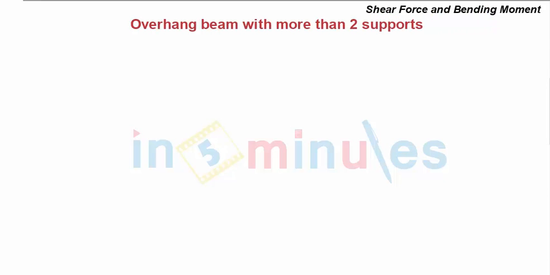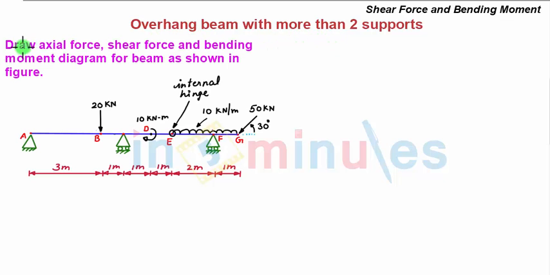We take a problem on shear force and bending moment, and we consider an overhang beam with more than two supports. The problem statement is: draw the axial force, shear force and bending moment diagram for the beam as shown in the figure.